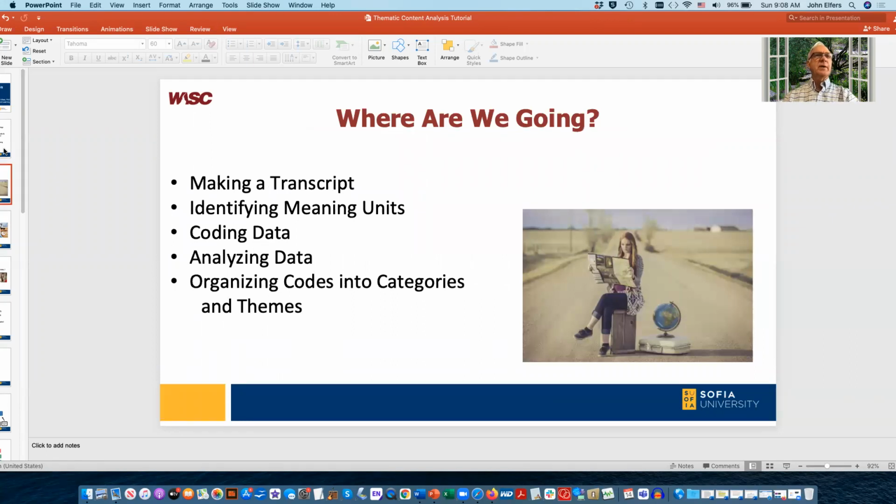So here's where we're going in this tutorial. First, I'm going to provide some background on the logistics of making a transcript. Then we'll look at the process of identifying meaning units, and I will show you some examples of that. We'll look at the process of coding data, of analyzing data, and then organizing codes into categories and themes.